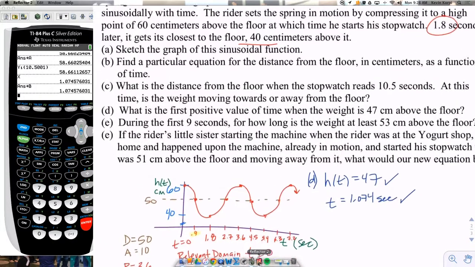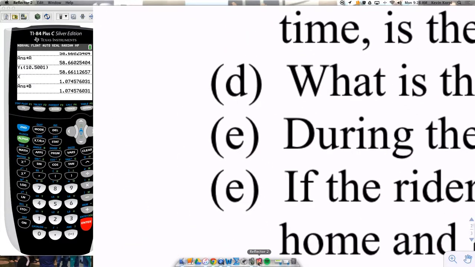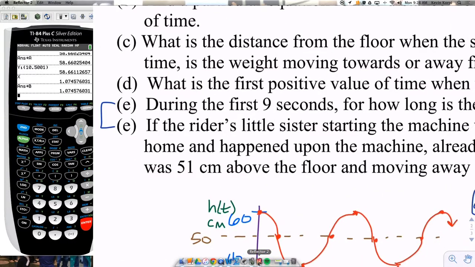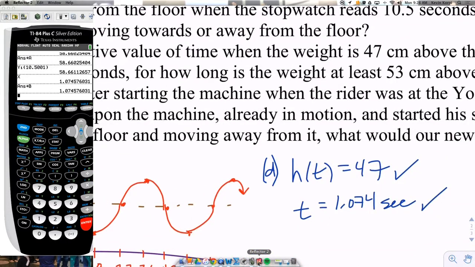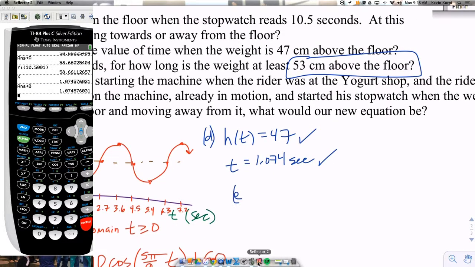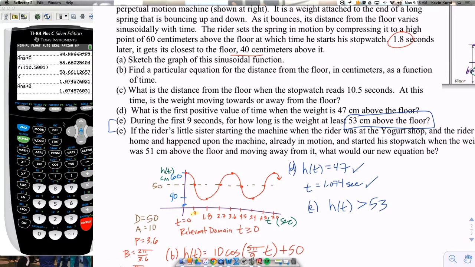All right, and then part E, the first part E. Notice there's 2 part E's. It's always good to have a double party, right? During the first 9 seconds, for how long is the weight at least 53 centimeters above the floor? All right, so what am I going to show? At least 53 means it could be 53 or greater or 53 or smaller. 53 or greater. So I want to know for what values of t is h of t greater than 53, yeah?